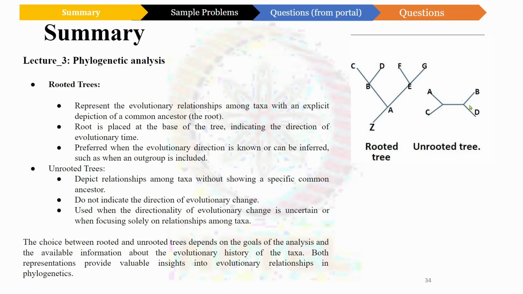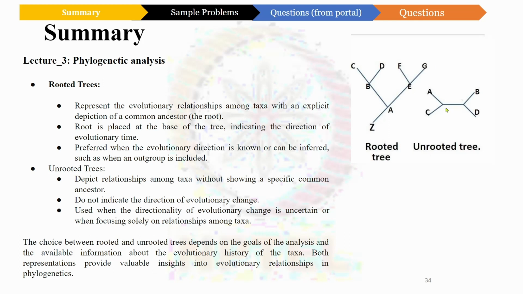So in a rooted tree, a single node called the root node, here Z, which is typically placed at the base of the tree, indicates the direction of evolutionary time with branches diverging from it. So from Z we have A, and from A again we have branching to B and E. So these rooted trees provide information about both the relationship among the taxa and the directionality of evolutionary change.